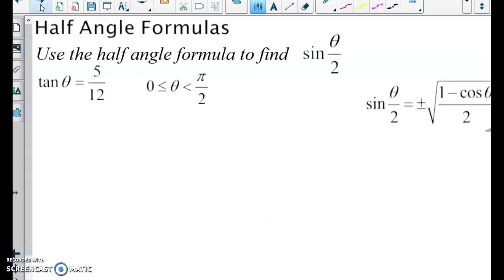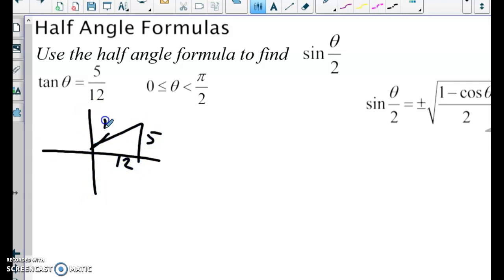Alright, so let's use the half angle formula here to find the sine of theta over 2 when they give us the tangent of theta being that. So I'm going to start out by drawing my picture. We know that the opposite and the adjacent, hypotenuse would follow. And we want to get the sine of half.